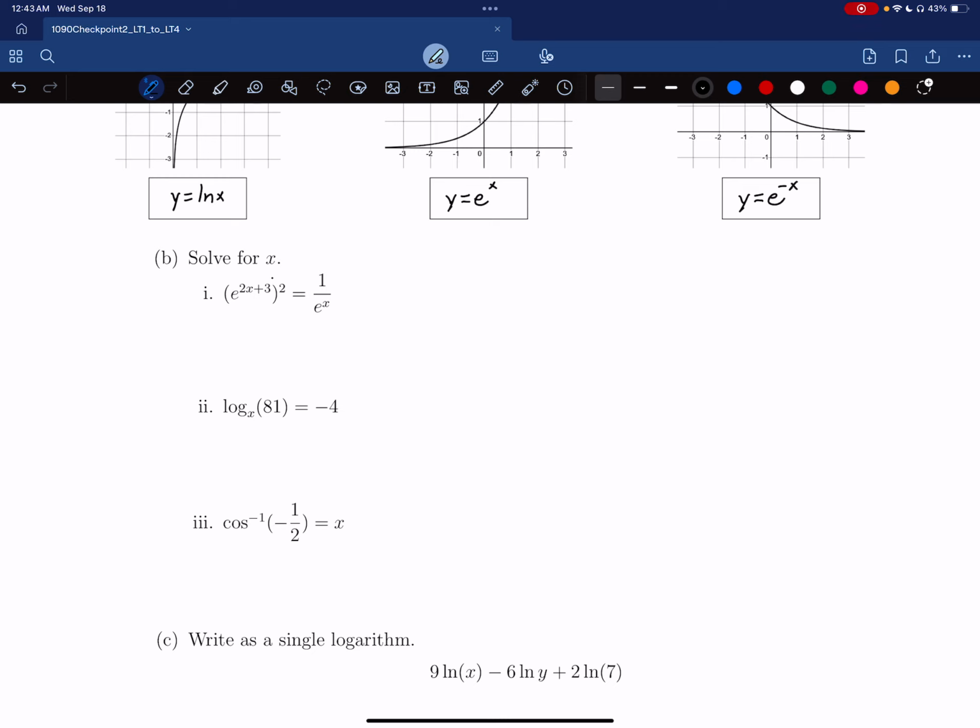Because we have an exponent raised to an exponent, we can basically distribute this 2 into those terms and rewrite it as e to the 4x plus 6. And for this right side, that's pretty much as simplified as it can be, but what I like to do is maybe rewrite it as e to the negative x. This just lets us have e to the something on both sides. So now we have an exponential equal to an exponential. So the best way to resolve this would be to take the natural log of both sides.